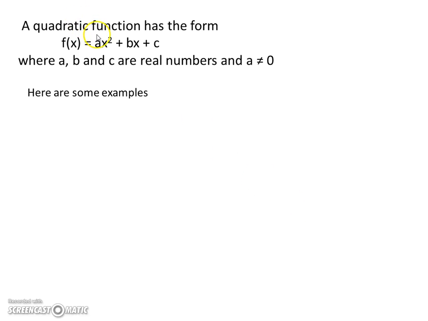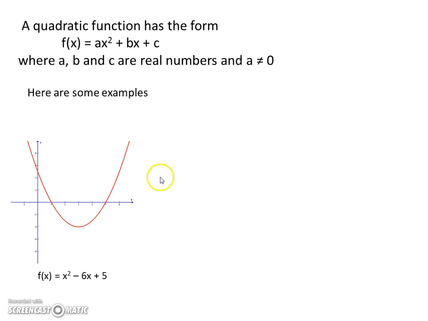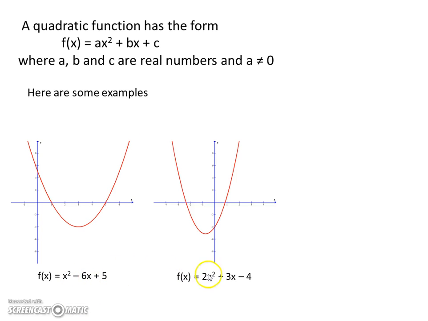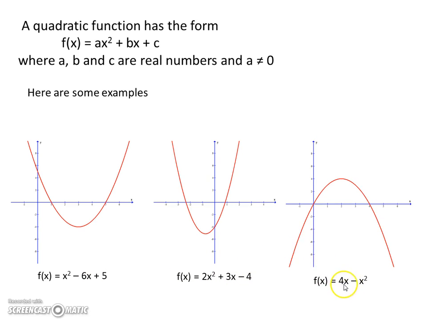So a quadratic has the form y equals, or f of x equals, ax squared plus bx plus c. Here are some examples. y equals x squared minus 6x plus 5. That's 2x squared plus 3x minus 4, and here, 4x minus x squared. You're going to say, hey, that's not ax squared plus bx plus c. Well, yeah, it's bx plus ax squared plus c, and c is 0.